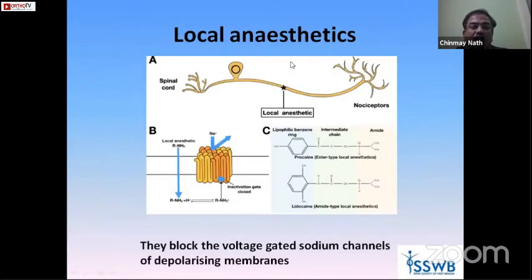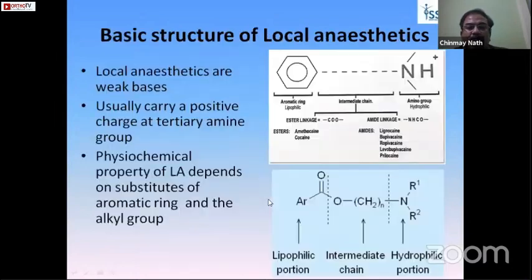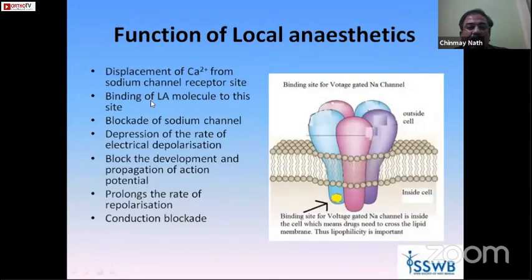Now, finally, how local anesthetic acts. It acts by blocking the voltage-gated sodium channel, which I have already told. There are three parts of any local anesthetic: lipophilic part, hydrophilic part, and intermediate chain. And it blocks the sodium channel and drives away the calcium ions and blocks the development and propagation of the action potential.